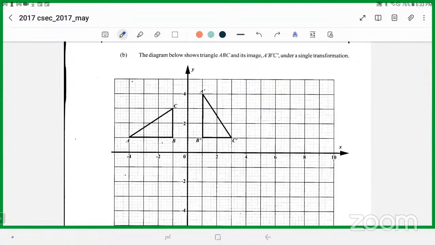I know it was clockwise because I just use one side. For example, I could use B to A. B to A was this way, and B to A is now this way. So you see the line rotate up that way, 90 degrees. It was horizontal and it's now vertical. So it rotates 90 degrees clockwise. It's not complicated. So it's a 90-degree clockwise rotation.